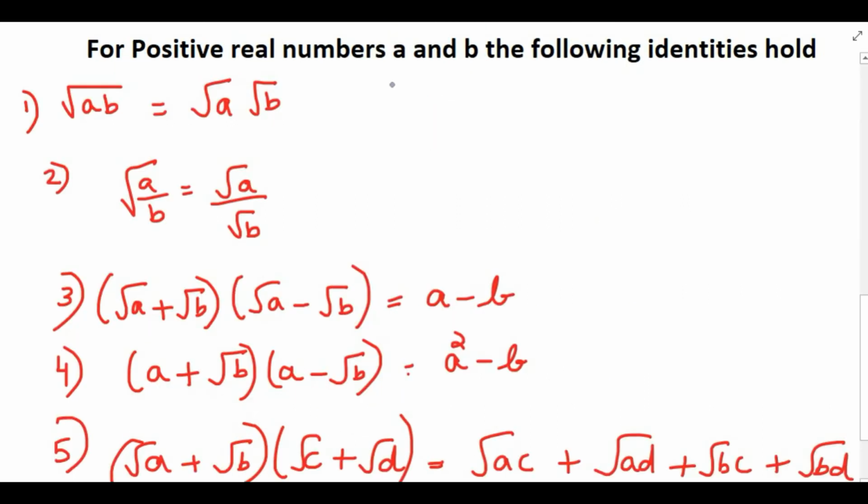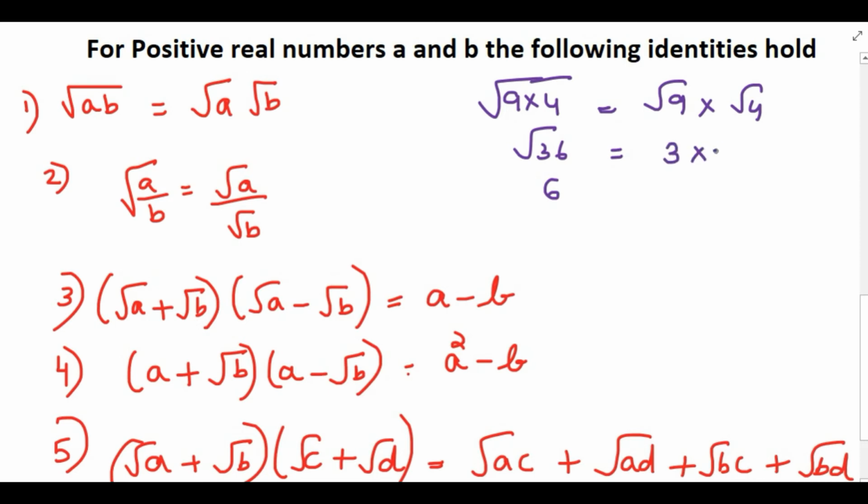Apart from those properties, real numbers also satisfy these identities. First one, root AB equal to root A into root B. For example, if I write root of 9 into 4, I can write it as square root of 9 into square root of 4. We know 9 fours are 36, and square root of 36 is 6. Square root of 9 is 3, and square root of 4 is 2, and 3 into 2 is 6. So you can write square root of 9 into 4 as square root of 9 into square root of 4, and you can find them out separately.